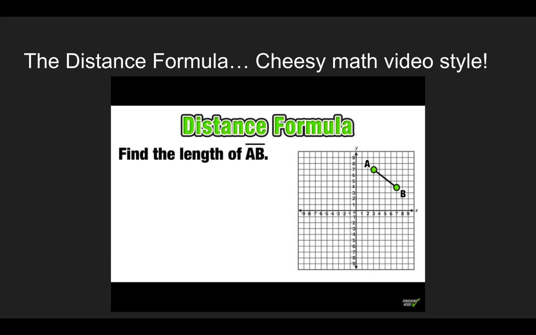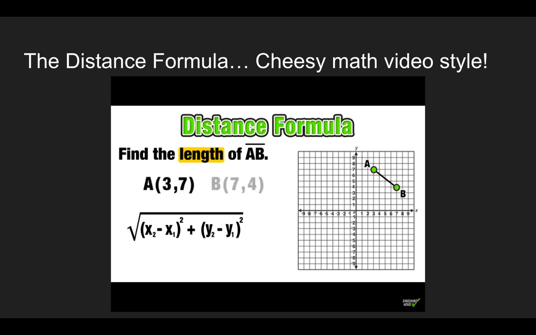Our first example calls for finding the length of line segment AB. Now, when we see the word length, we should be tipped off to use the distance formula. First, we're going to need the coordinates of the endpoints A and B, with A at (3, 7) and B at (7, 4). Now again, A and B are both points with x and y coordinates. Since A is the first point, we'll give it the 1's, x1, y1, and since B is our second point, we'll give it the 2's, x2, y2. And now we're ready to use our formula.